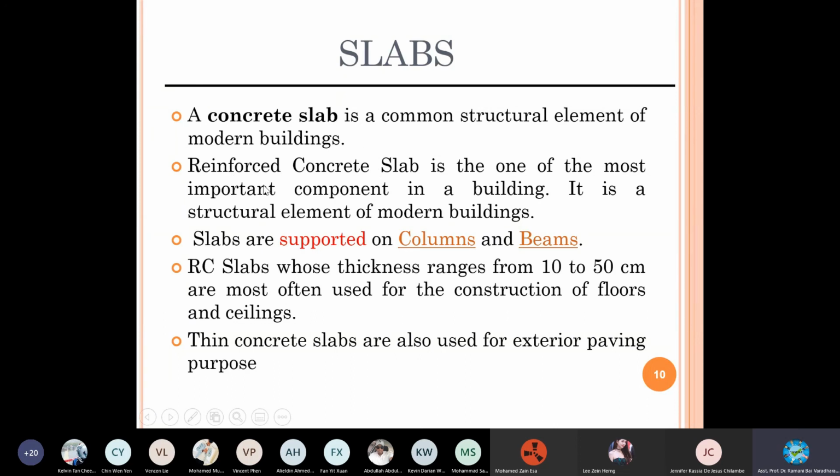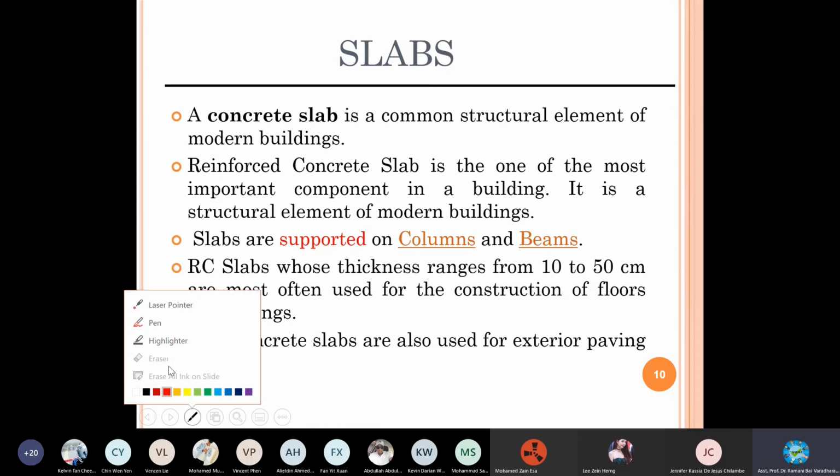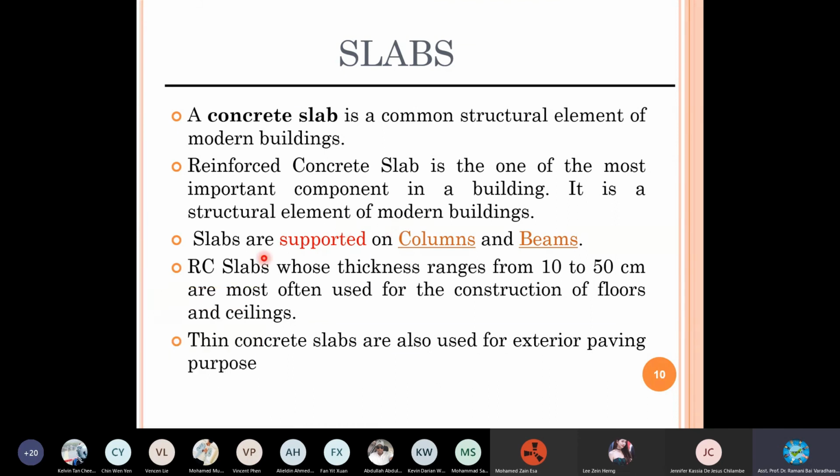The meaning of reinforcement is steel. They use steel bar or mesh or fiber in the concrete slab to make it stronger. And then slabs are supported on columns and beams, that you already know, right? We have just now seen how the loading is distributed from slab to column, column to beam.